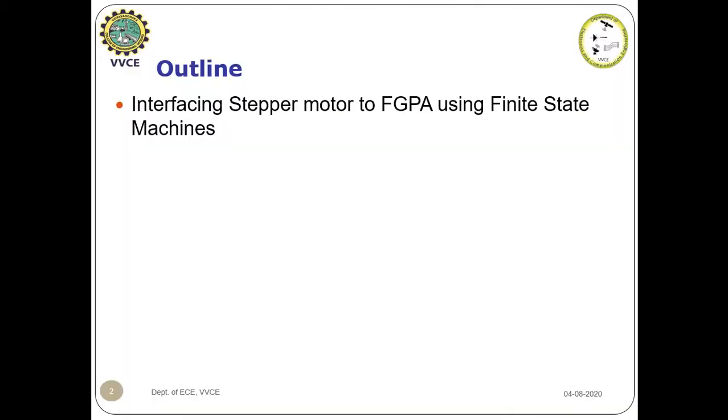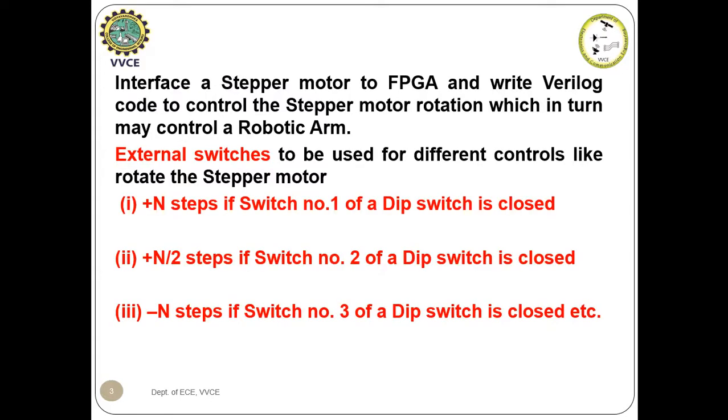Okay, in this video, I am demonstrating the interfacing of a stepper motor to FPGA using a finite state machine. The objective is simple. I have to control the rotation of the stepper motor such that the rotation acts as a control for the robotic arm. But the condition is that I have to control the stepper motor using external switches.